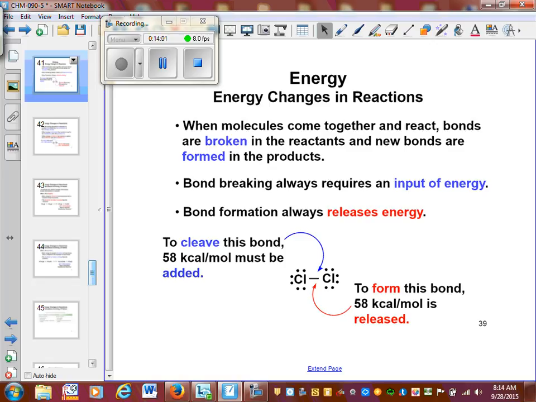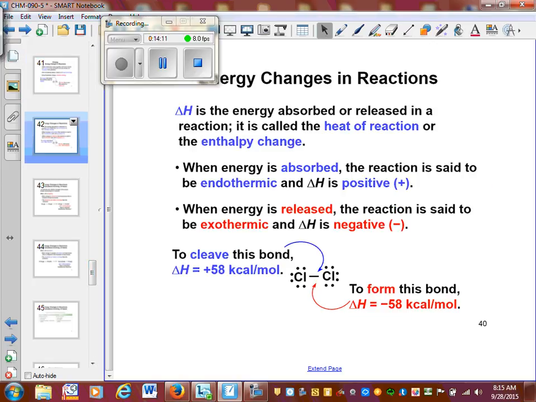The actual number is not really important. Just the breaking bond requires energy, forming a bond releases energy. There's a term called delta H, which is enthalpy. H is enthalpy. So delta H is the energy absorbed or released in a reaction. It's called the heat of reaction or the enthalpy change. So anytime you do a reaction, you can either give off heat or absorb heat.